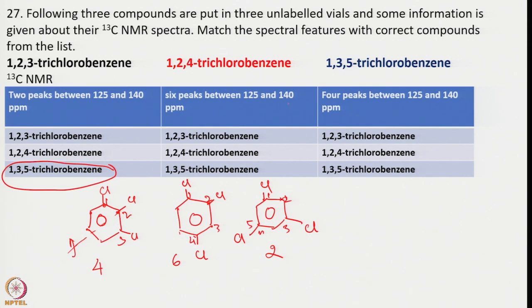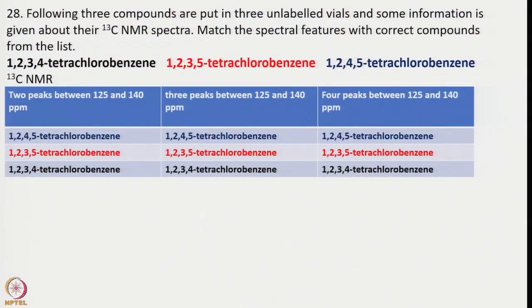Next, 6 peaks between 125 to 140 ppm is for 1, 2, 4. Highly asymmetrical this one. The last one is very easy to identify, but still we can analyze. So 4 peaks should be 1, 2, 3 here. This is how we can answer these questions very easily, provided we write the structure and look into how symmetrical the molecule is to identify magnetically and chemically equivalent nuclei. So now another one. Following 3 compounds are put in 3 unlabeled vials, and some information is also given about their 13C NMR spectra. Match the spectral features with corresponding information provided about each one.